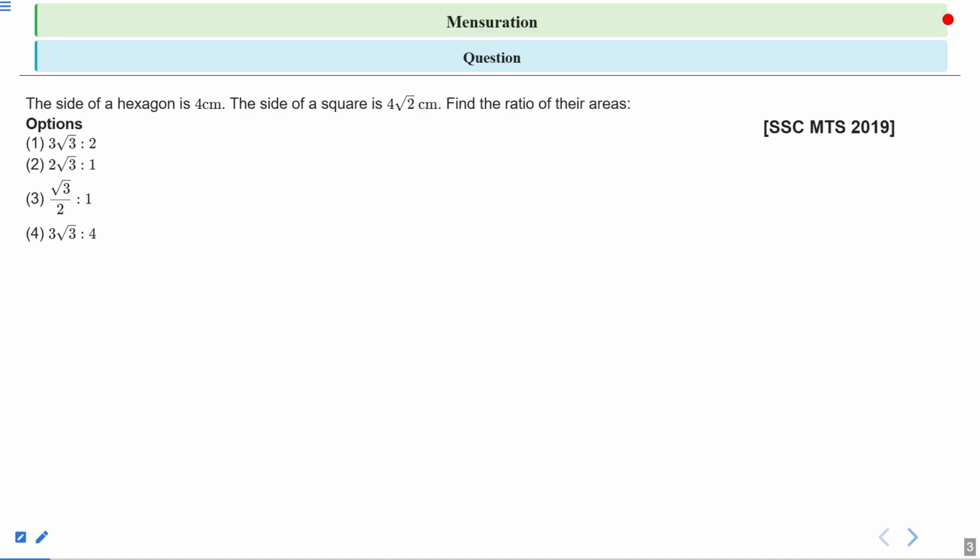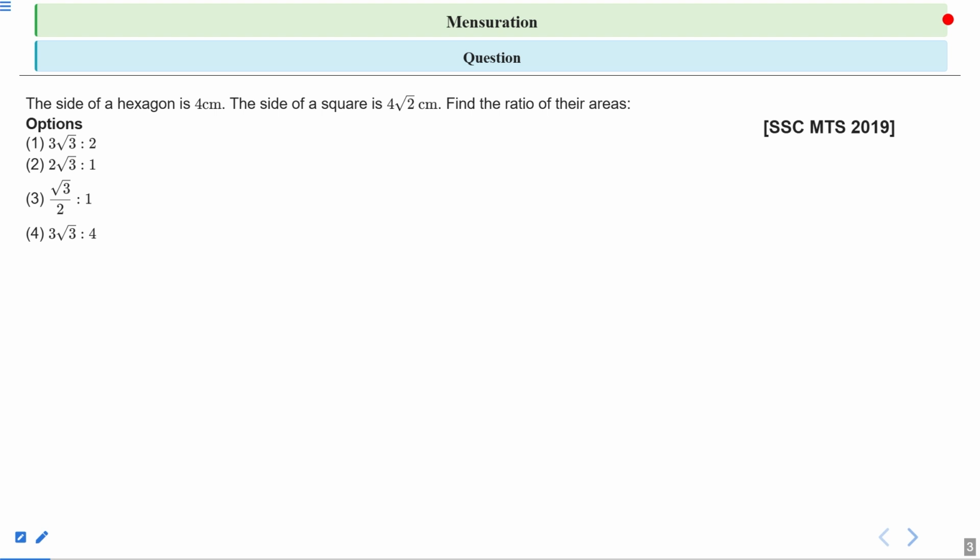Now see the question. The question says that the side of a hexagon is 4 centimeter. The side of a square is 4 root 2 centimeter. Find the ratio of their areas. This question was asked in the SSC MTS exam 2019. So there are 4 options.